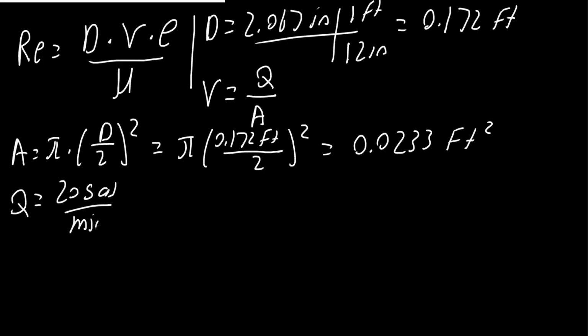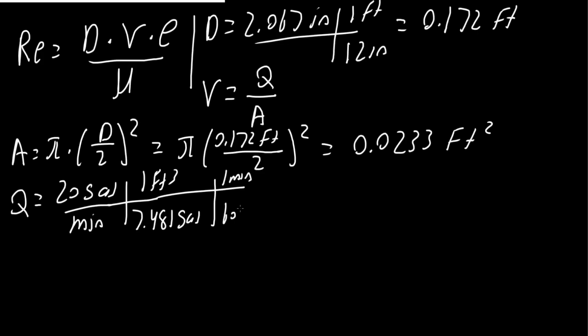So Q is equal to 20 gallons per minute. Again, because Reynolds number is unitless, a good idea is to convert to the same units. We have feet here, so I should convert gallons into feet cubed. We know that 7.481 gallons is 1 feet cubed. I will also convert minutes to seconds. 1 minute is 60 seconds. And so I would get 0.0446 feet cubed divided by seconds.